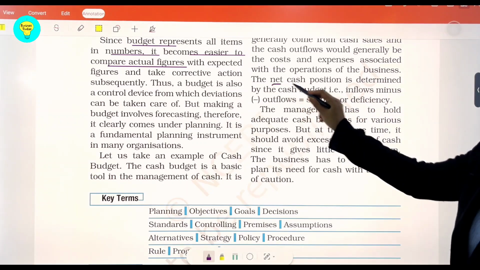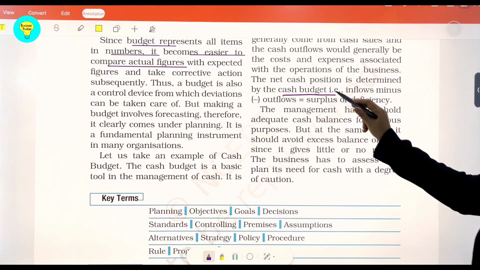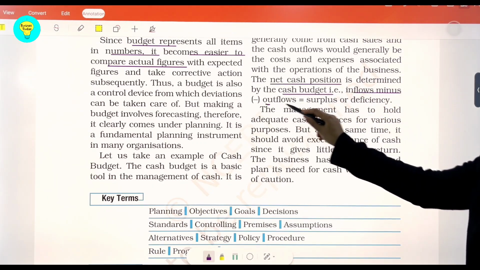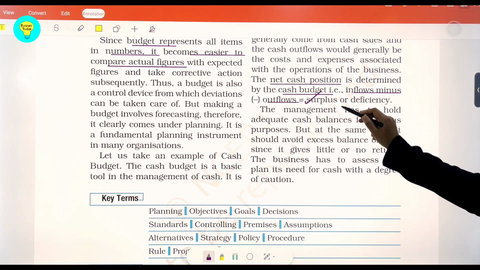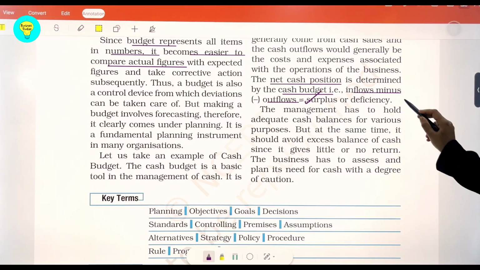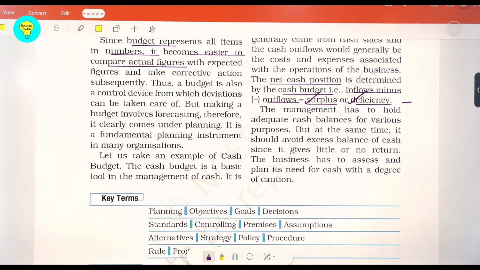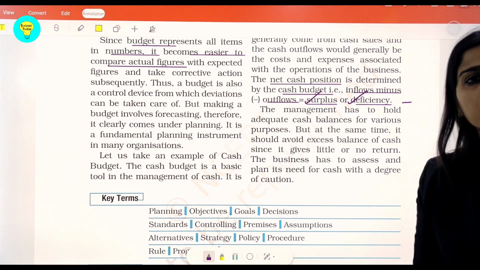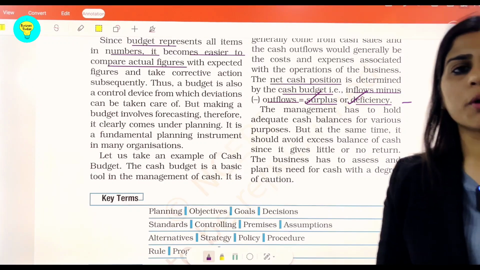The net cash position, the cash budget, is inflows minus outflows. We can get either surplus, positive, or deficiency as negative value of cash flow. So all this leads to the formulation of budget as a type of plan. I hope the topic is very clear.